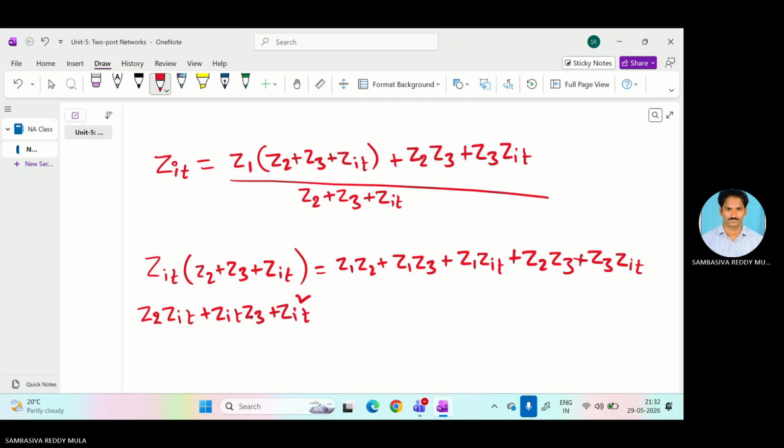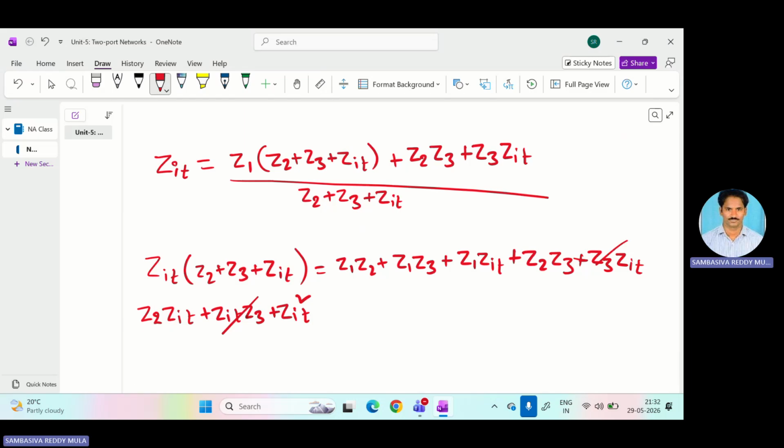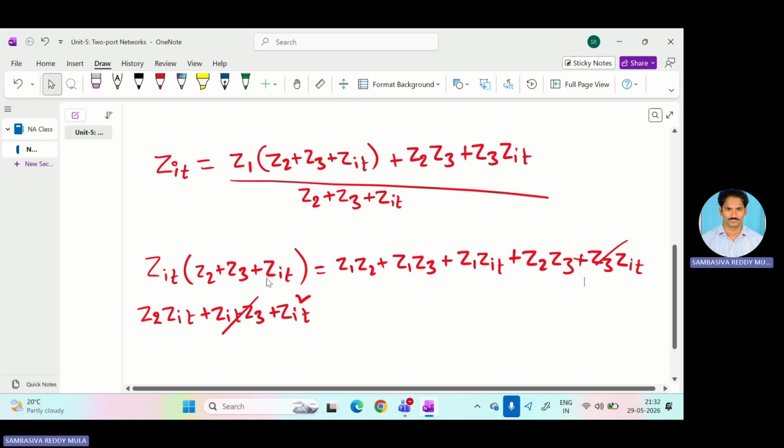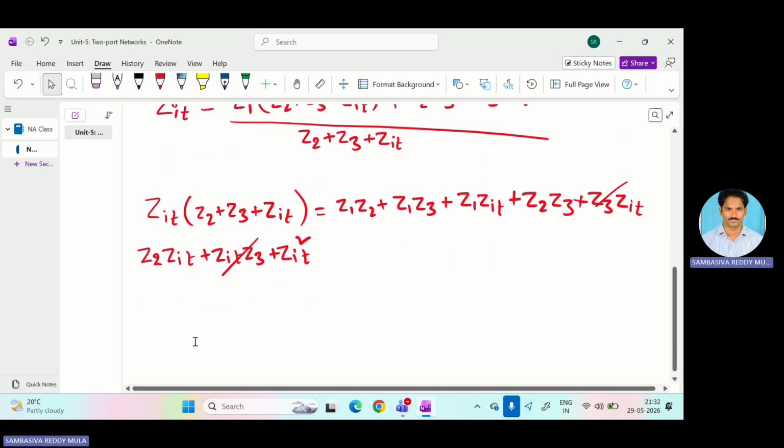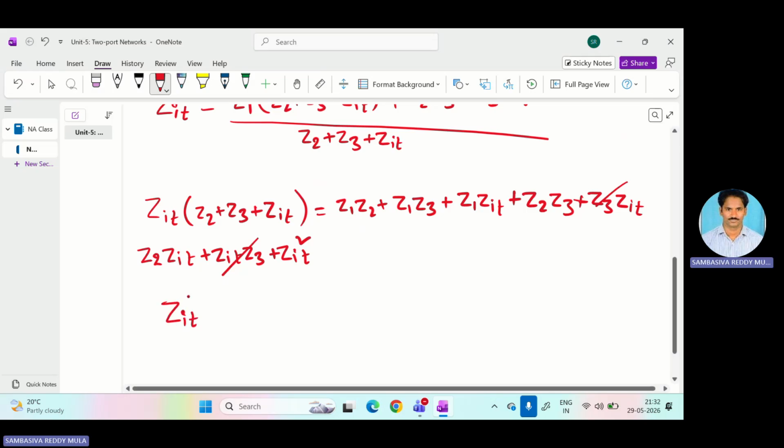Now if you see the terms which are there on both sides, Z2 ZIT is not there in the RHS. ZIT into Z3 is there on both sides, so it cancels. So what remains here is ZIT square plus Z2 ZIT.